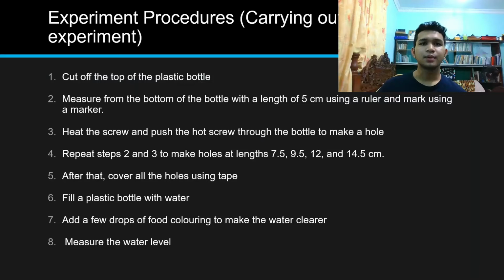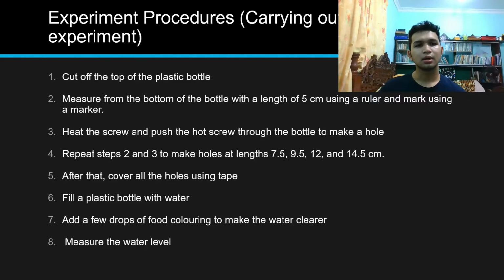This is the experiment procedure, how our group carried out the experiment. First, we cut off the top of the plastic bottle. Second, we measure from the bottom of the bottle a length of 5 cm using a ruler and mark it using a marker. Then we heat the screw and push the hot screw through the bottle to make a hole.